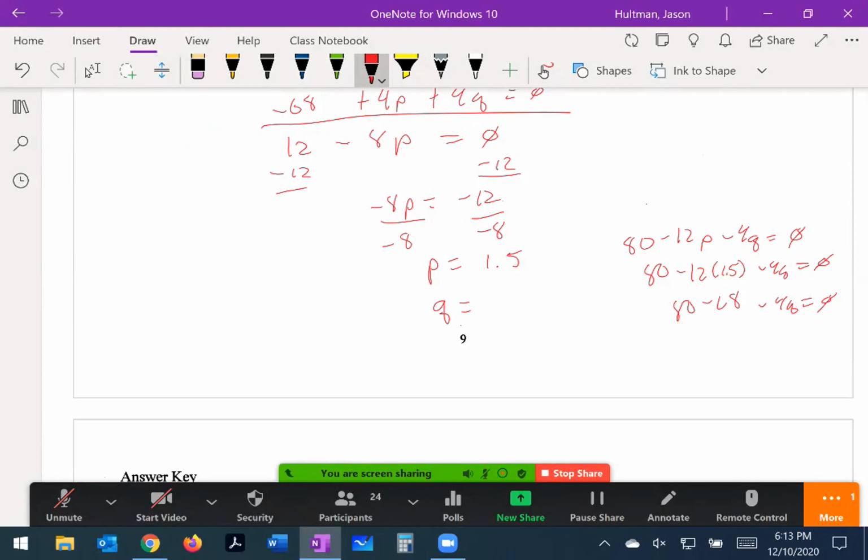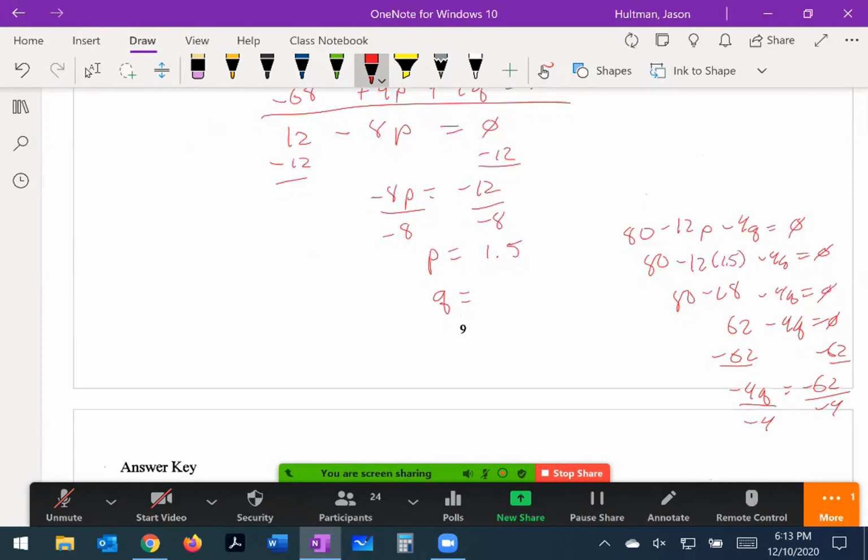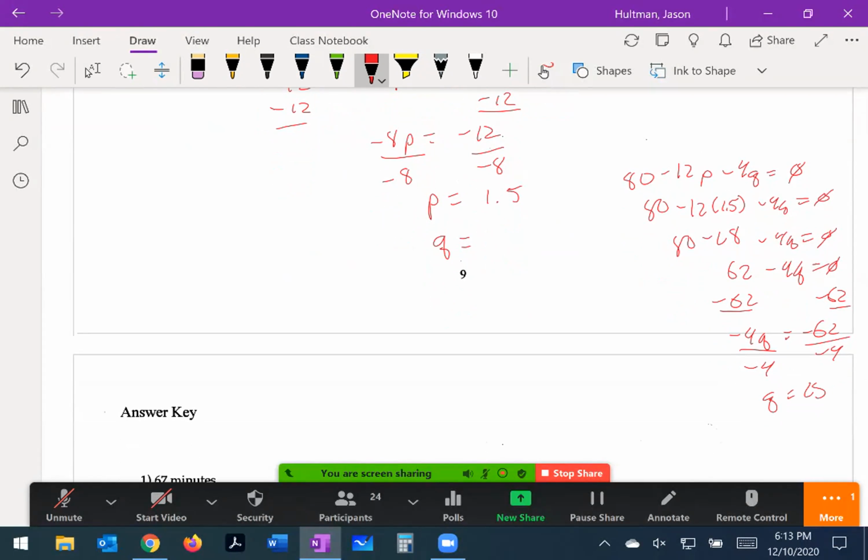Minus 18. 62 minus 4Q is equal to 0. Subtract 62, I get negative 4Q is equal to negative 62. Divide by negative 4, and Q is equal to 15.5.